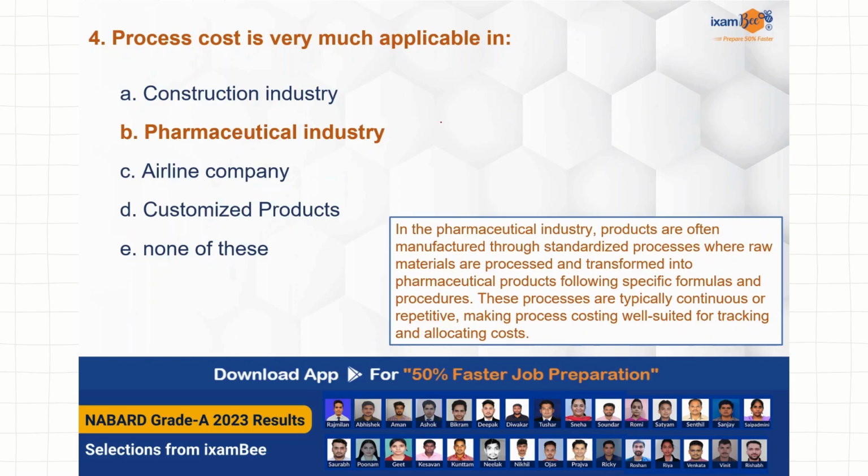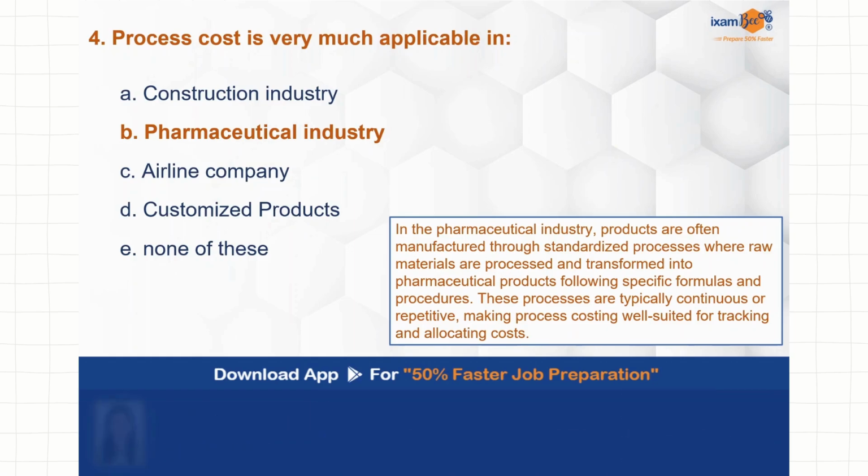Why pharma? Because in order to make a medicine, it has to pass through multiple processes, right? So process costing will be the most suitable option here.